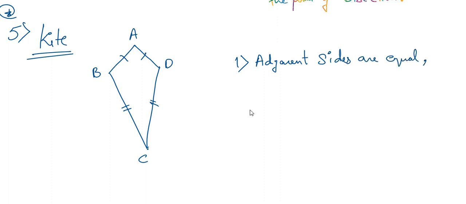I have also illustrated that AB equals AD and BC equals CD. See, these are my adjacent sides, meaning they lie one after another. It is not like AD is equal to BC. It is not the opposite case. It is just the adjoining edges.